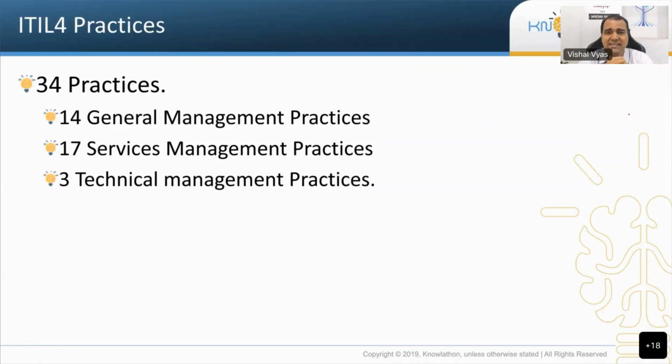And then there are a few practices where technology advancement, where technology becomes the mainstay, the core of those practices. Technology dependency is very high on those practices. We call them TM, technical management practices. So 14 general management practices, 17 service management practices, and 3 technical management practices.